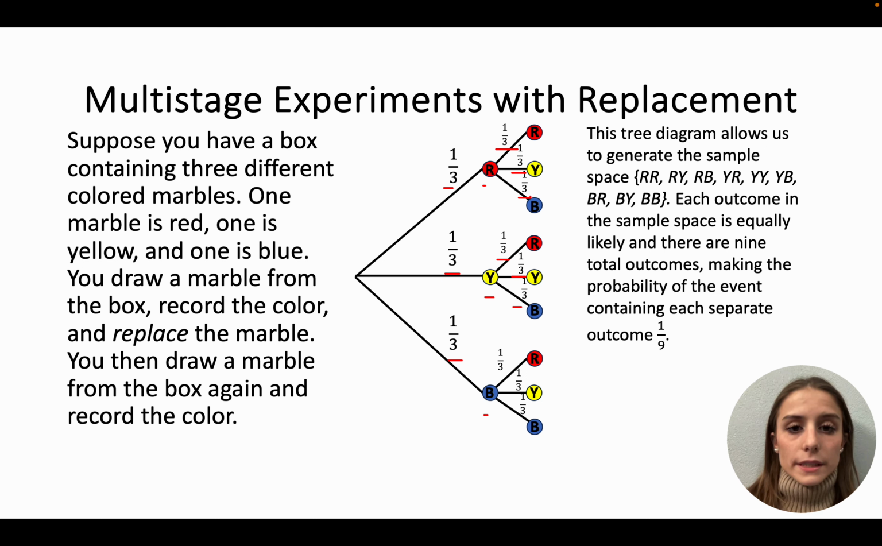Our tree diagram has the sample space: RR, RY, RB, and continuing on and on, you have all these that you can draw from that tree diagram. It's very easy to see there. Each outcome in the sample space is equally likely. There's 9 total outcomes, so the probability of the event containing each separate outcome is going to be 1/9.